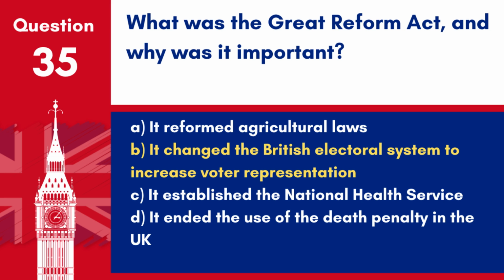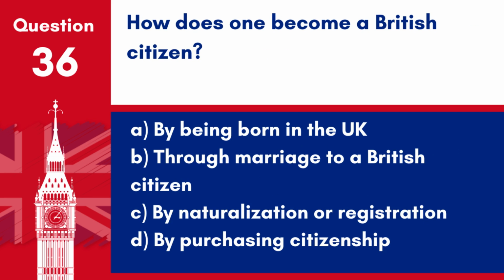Answer: B. It changed the British electoral system to increase voter representation. The Great Reform Act of 1832 was important because it reformed the electoral system by increasing the number of people eligible to vote and making the electoral system more representative. Question 36. How does one become a British citizen? A. By being born in the UK. B. Through marriage to a British citizen. C. By naturalisation or registration. D. By purchasing citizenship.